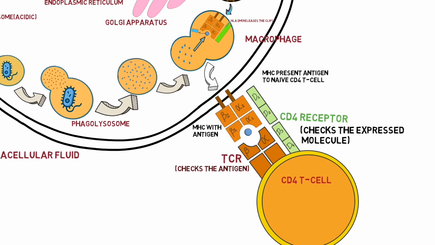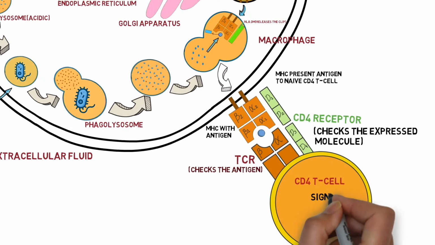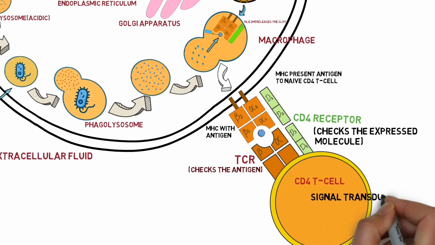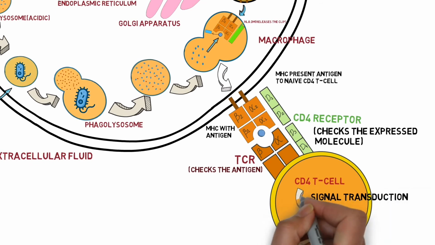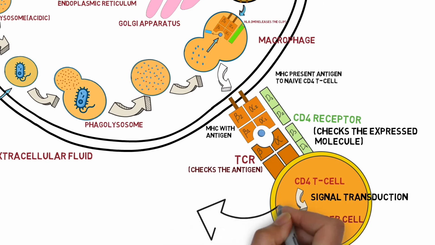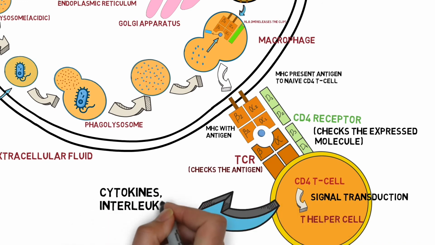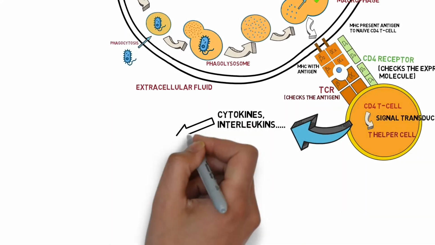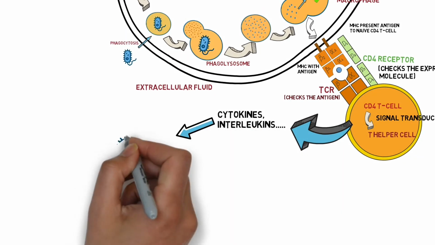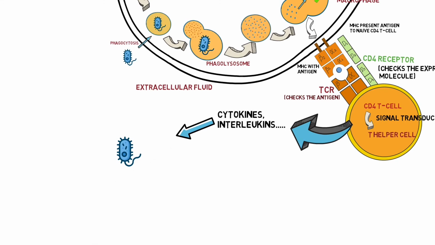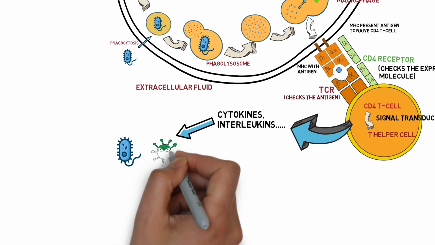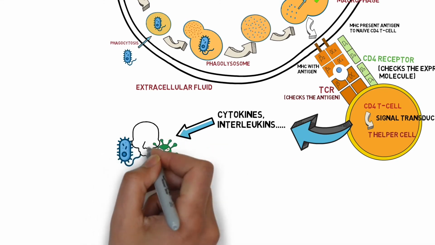This will trigger a cascade of events inside the naive CD4 T-cell called signal transduction. This will lead to the activation of the naive CD4 T-cell to become a T helper cell. Now the T helper cell can release cytokines, interleukins and other things which will help to induce other cells which help to combat the pathogen outside the cell, and thus the pathogen gets destroyed.